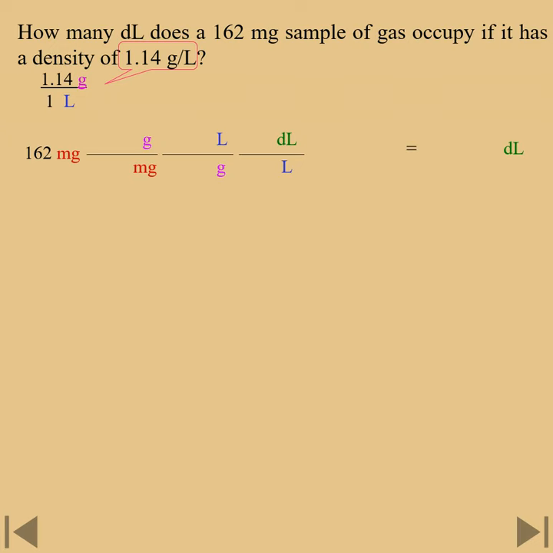And those numbers, do note that 1.14 is going to go with the grams. It doesn't matter if it's on the top or on the bottom. For the other guys, base 10 numbers, still going with the base unit. So 162 times 10 to the negative third, divide 1.14, divide 10 to the negative 1. If I have any numbers that aren't all base 10, I'm just going to break out my calculator from the beginning. That gives 1.42 deciliters, putting that in scientific notation, 1.42 times 10 to the 0.